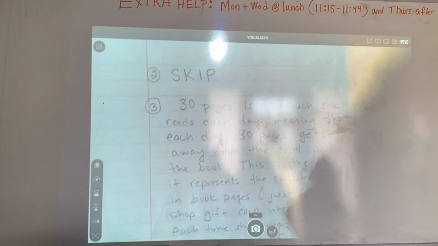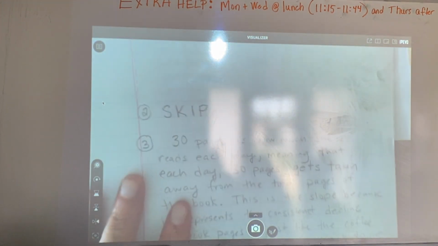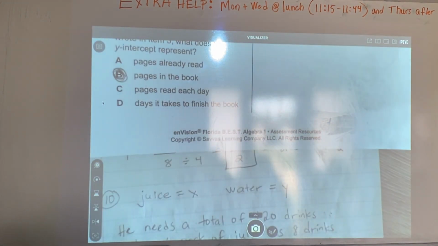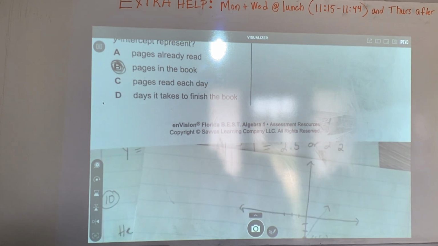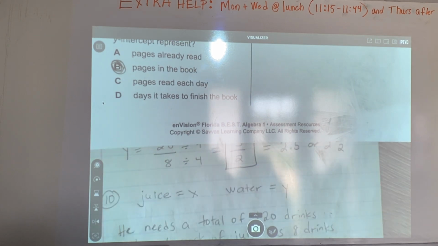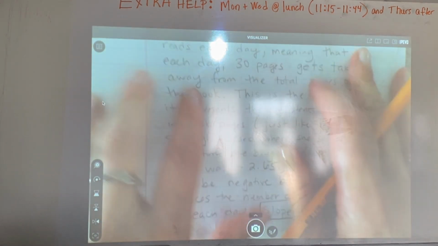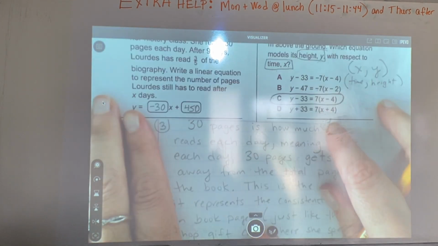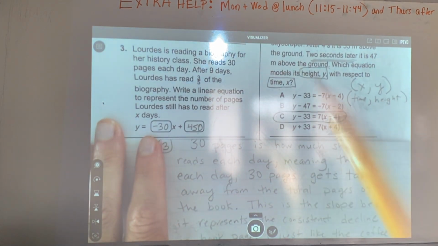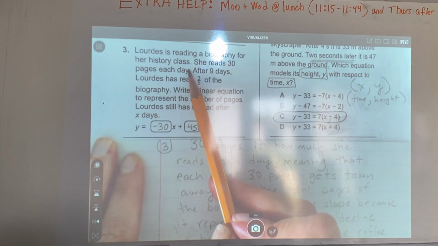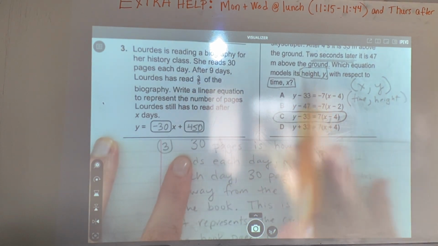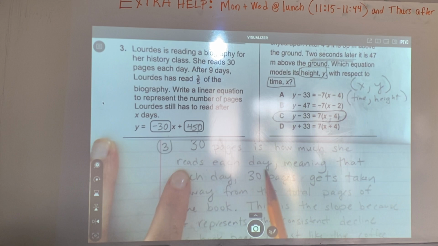Oops. Where did that go? Here it is. Just gonna match these up so you can see the problem. Okay. So she reads 30 pages each day. So 30 pages is how much she reads each day.